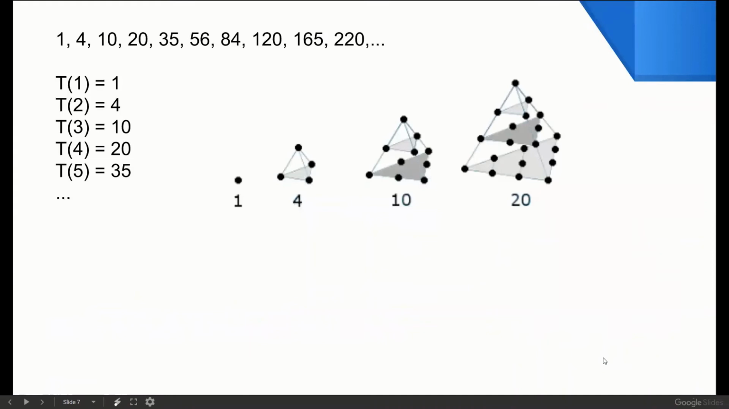So let's take a look here. In the diagram, we have the first 4 tetrahedral numbers. The first one is just 1. It's kind of degenerate, but that's where we like to start counting. This one is 4 because it's 1 plus 3. This one is 10, 1 plus 3 plus 6, and so on.